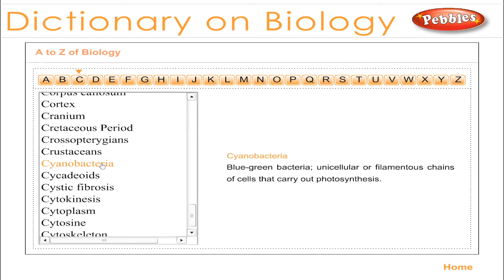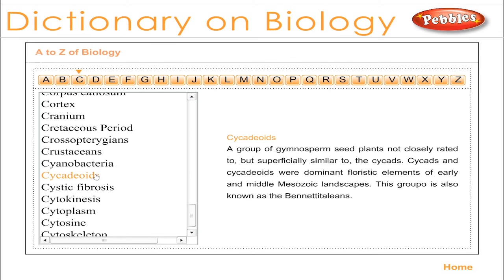Cyanobacteria, blue-green bacteria, unicellular or filamentous chains of cells that carry out photosynthesis. Cycadeoids, a group of gymnosperm seed plants not closely related to but superficially similar to the cycads. Cycads and cycadeoids were dominant floristic elements of early and middle Mesozoic landscapes. This group is also known as the Bennettitales.